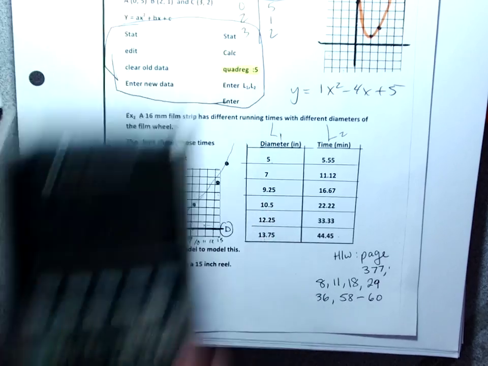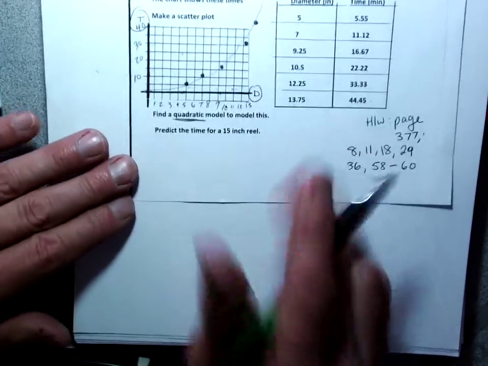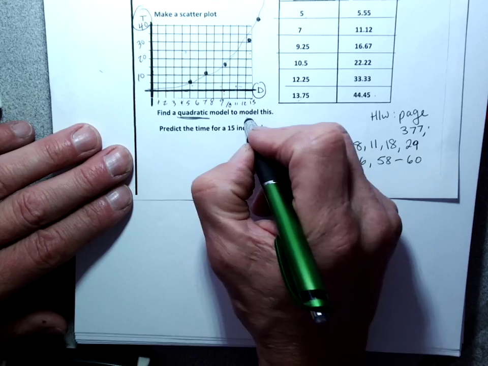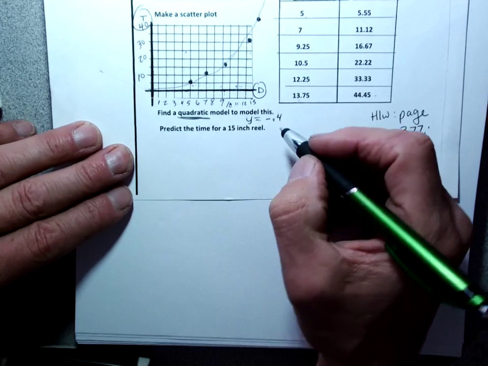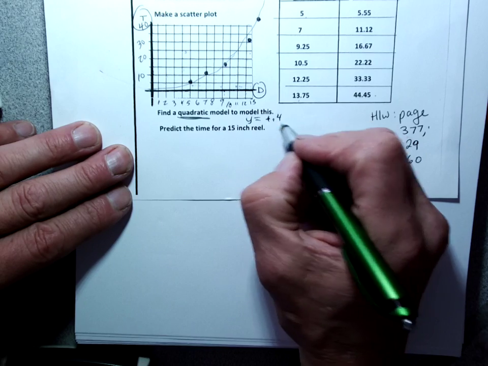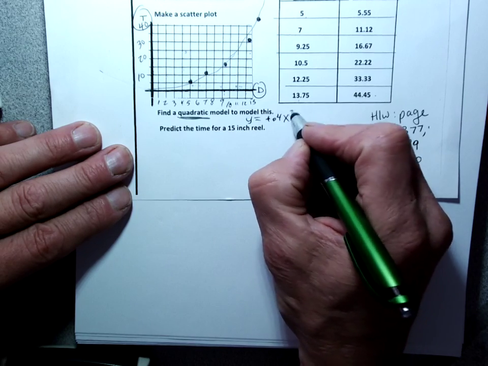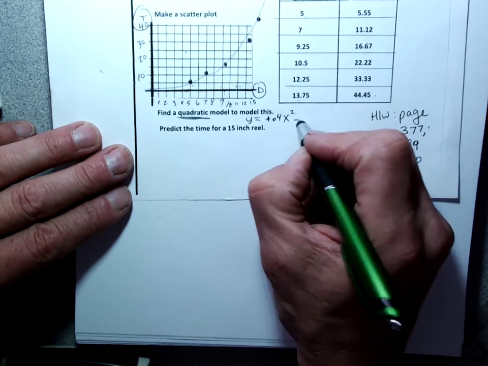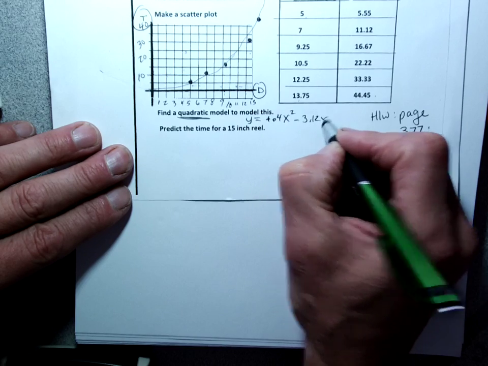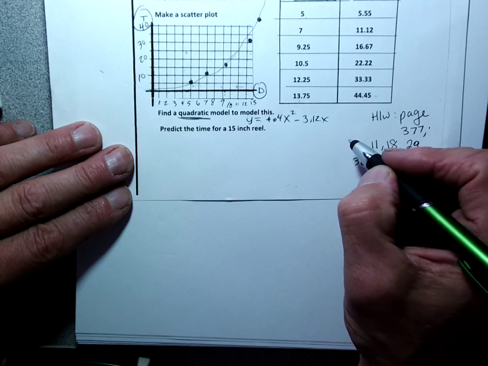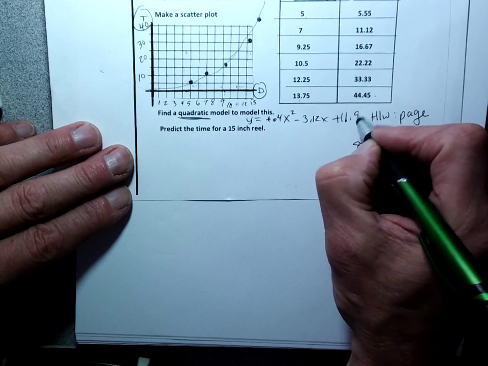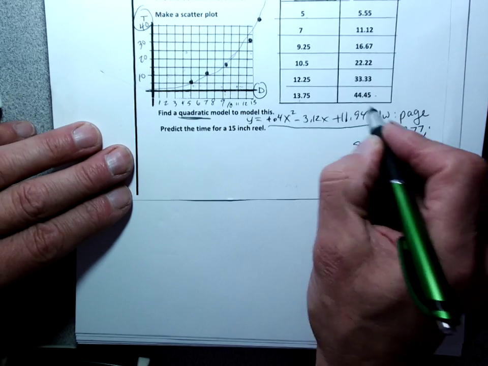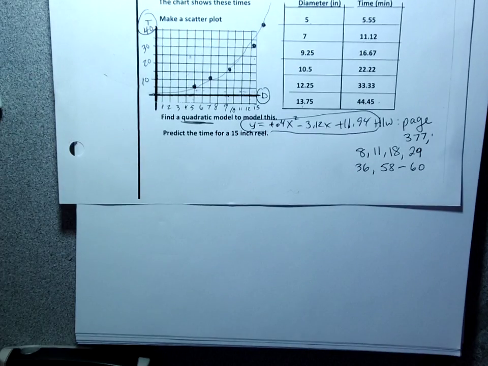So I'm going to go ahead and write that down. So my quadratic model would be y equals negative 0.4. Nope, it's not negative. My bad. Positive 0.4x squared minus 3.12x plus 11.94. Okay, that's my quadratic model. Model means equation, okay? That's my model.